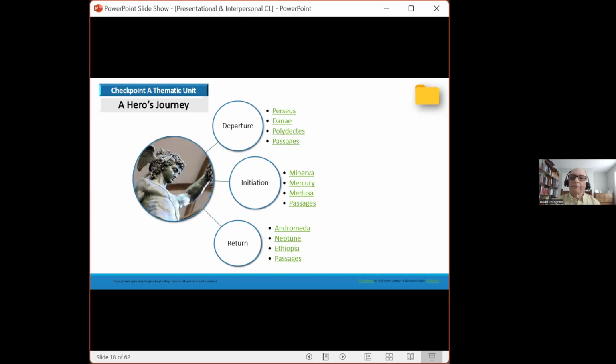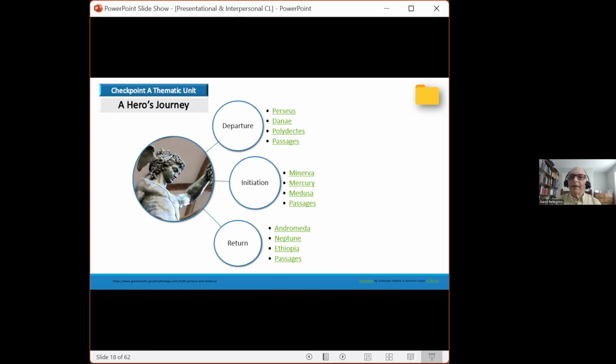In this thematic unit, you can see that it's organized into 3 sequential segments, starting with Perseus's departure, with links to information and images of Perseus, Danae, and Polydectes, with links to passages that I wrote with elements taken from Ovid. Those are all linked here. Don't worry, you're going to get a PDF of all these slides with those links intact.